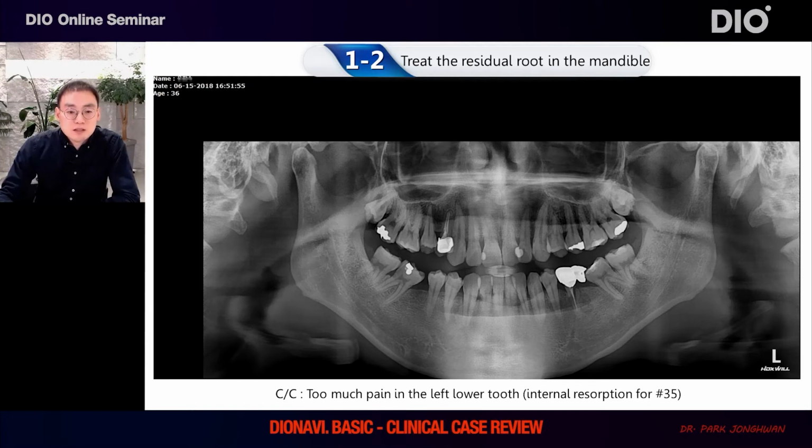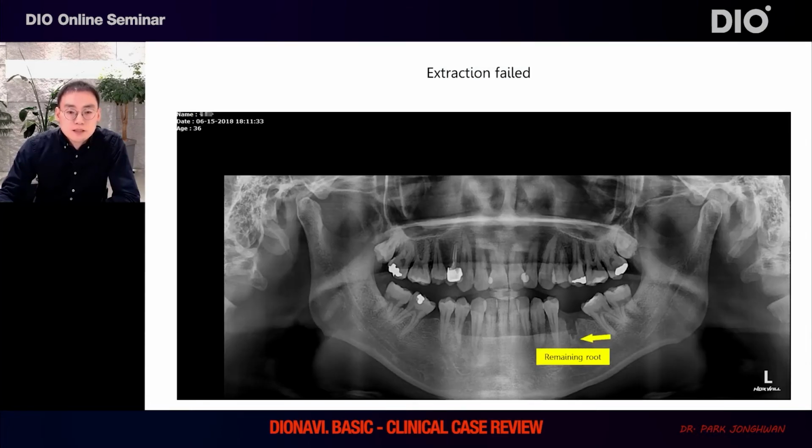Next is the residual dental root case. This patient had terrible pain on the lower left side. But if you look at number 35, there's internal absorption going on, and the surrounding bones are a bit weird too. I looked at the CT later, and there was a problem. I tried to extract the tooth first, but failed. I was so mindful of doing the implant later that I didn't want to touch the outer bones too much, and this left the dental roots.